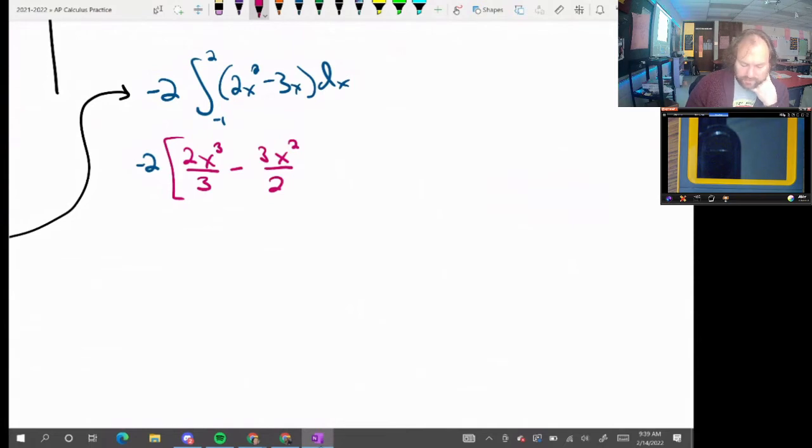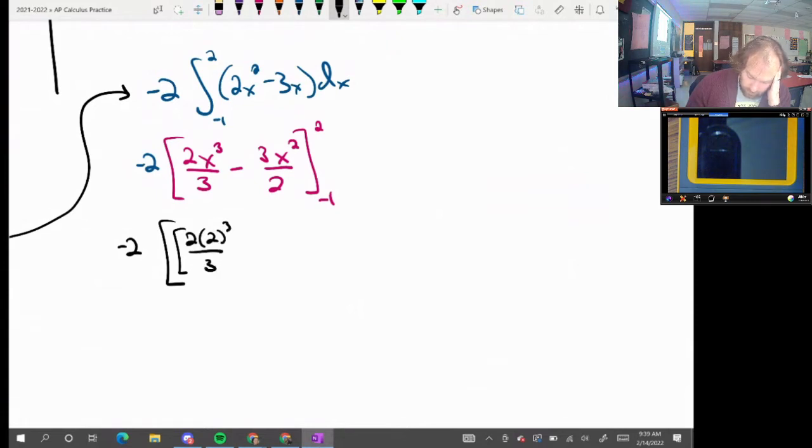That will do. That is the antiderivative of 2x squared minus 3x, I believe. And we're going to evaluate this from 2 to -1 and then multiply the whole thing by -2. I think that's what we want to do. So, -2 times our first chunk of this problem. I'm going to make a square bracket inside here. We're going to have 2 times 2 to the third power over 3 minus 3 times 2 squared over 2, minus 2 times -1 to the third power over 3 minus 3 times -1 squared over 2.